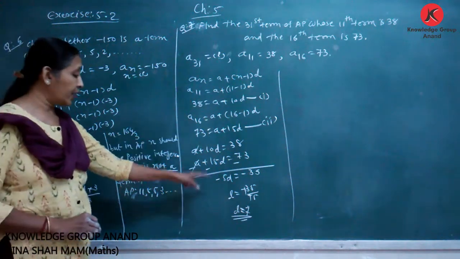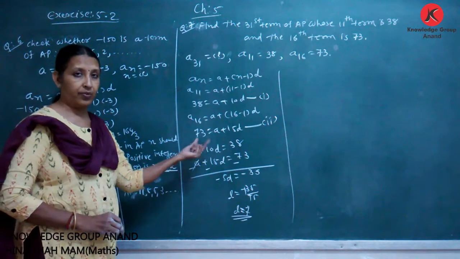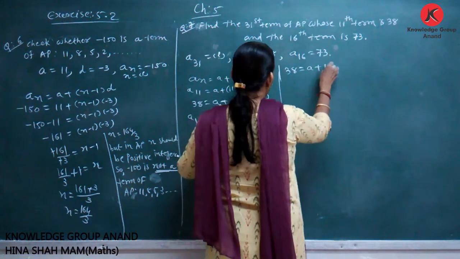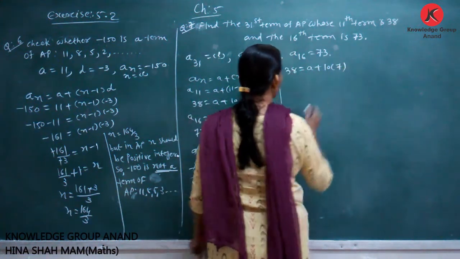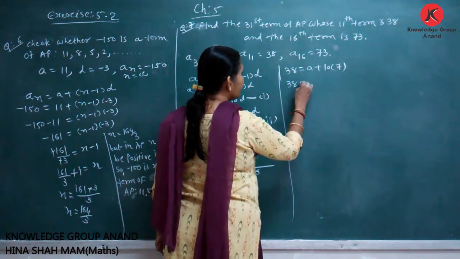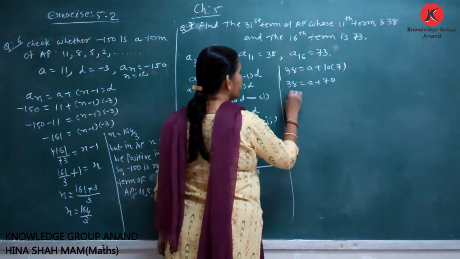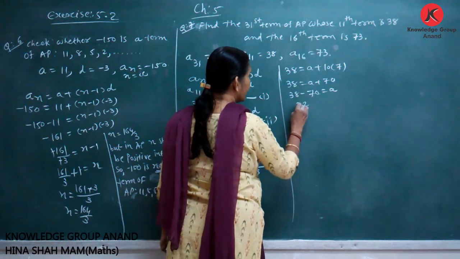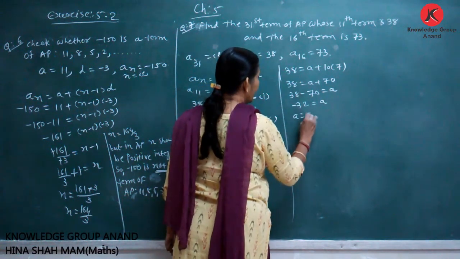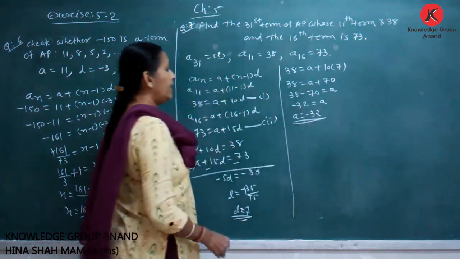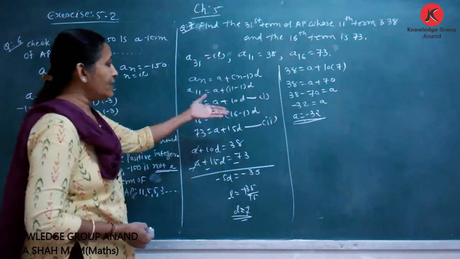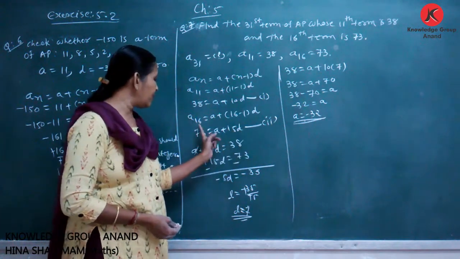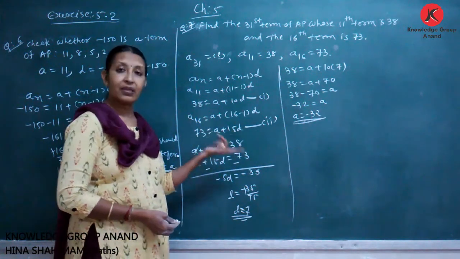Now find a. Putting d equal to 7 in equation 1 or 2. 38 is equal to a plus 10 into d. Value d is equal to 7. 38 is equal to a plus 70. 38 minus 70 is equal to a. Minus 32 is equal to a. Therefore, a is equal to minus 32. Putting in the second equation, d equal to 7: 7 fives are 35, 73 minus 105, then minus 32.